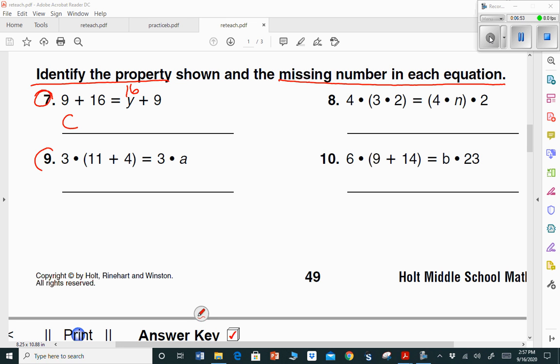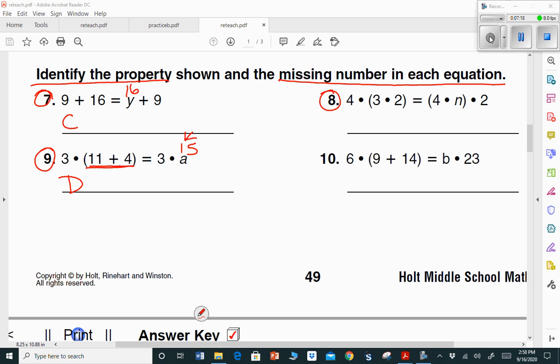In this one, you see it's got multiplication and addition. Okay, that one's going to be the distributive property. But what number goes here? 3 times this equals 3 times this. The A is going to have to be 15 because it's the same thing as that.